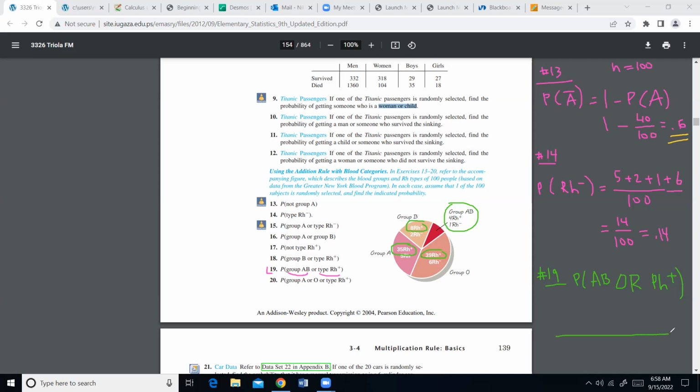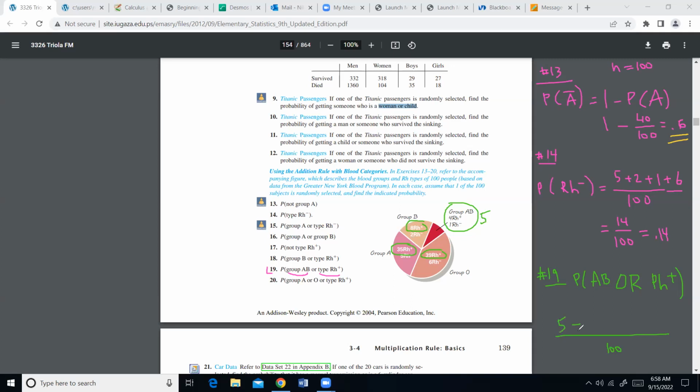So out of 100 again, as usual for all of these problems, 100 is the denominator. So I put AB is, looks like 4 plus 1, right? It's 5.